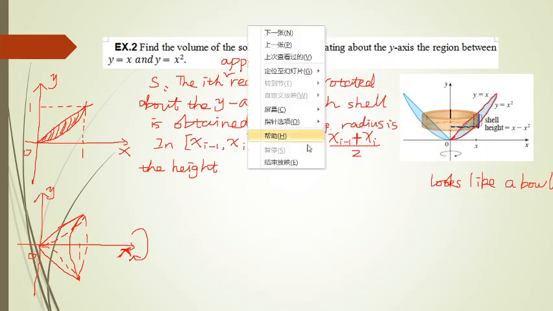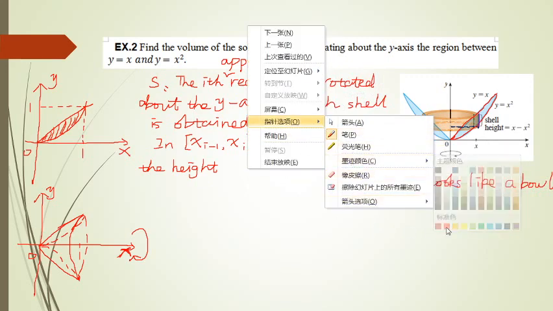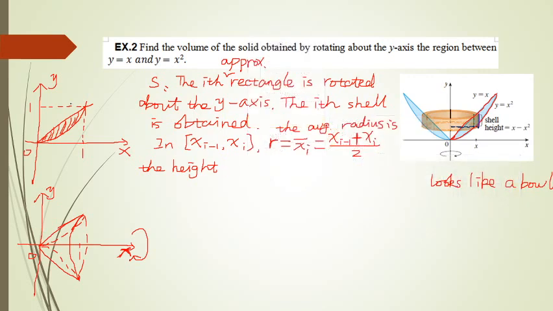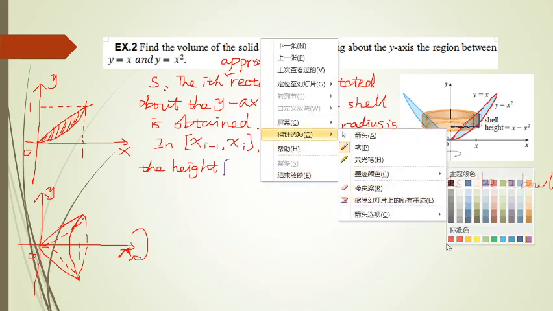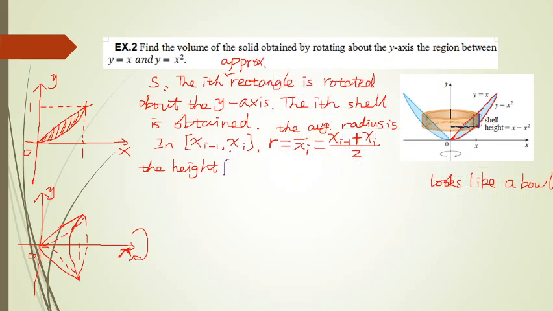The height, change the color. The height for the ice shell is not f(x), again it will be the difference.